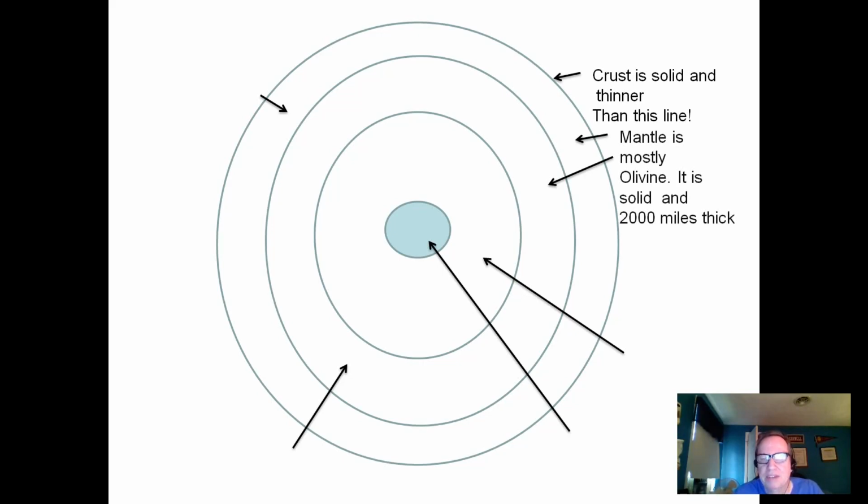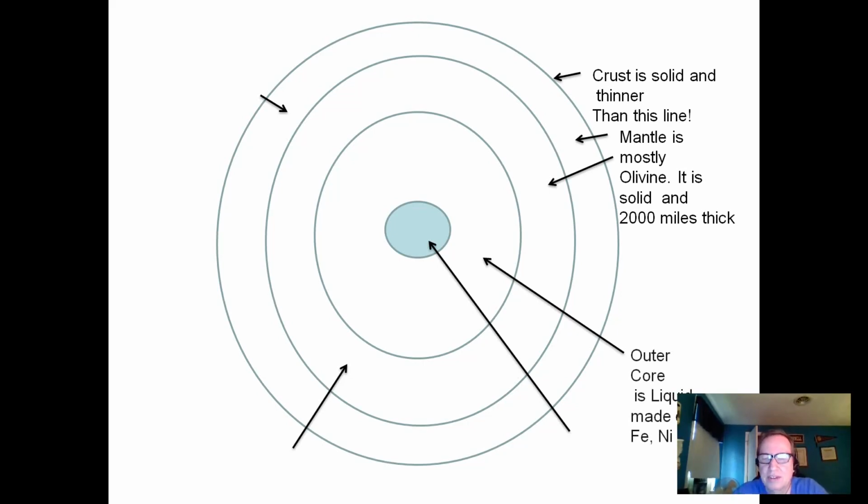Then we have the mantle that's composed mostly of olivine. It's solid and it's about 2,000 miles thick. And some of you may wonder how we know this. Okay, we don't have any rocks. We haven't drilled down to the mantle, but we do have volcanoes that bring rocks to the surface. And what we found is that it mostly brings up olivine. In fact, there are some volcanoes that go down to the core that bring up iron as well.